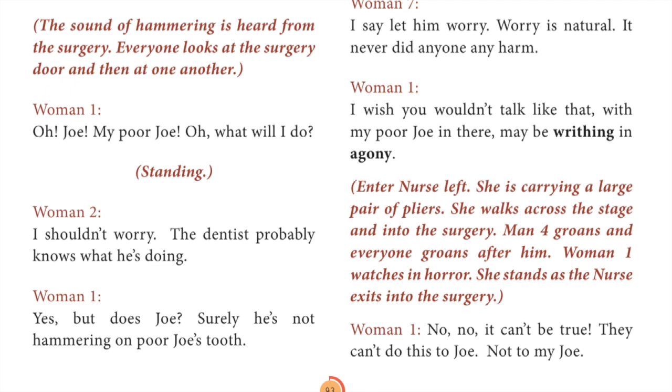Woman 1, no, it can't be true. They can't do this, Joe. Not to my Joe.